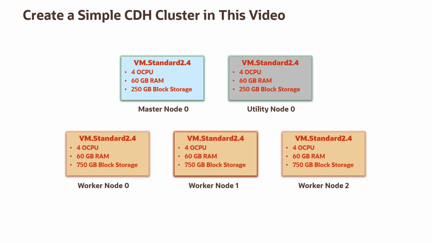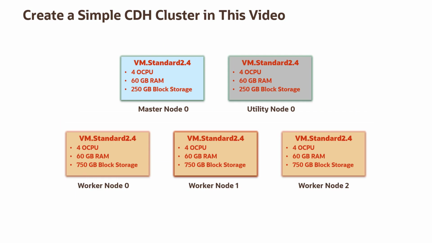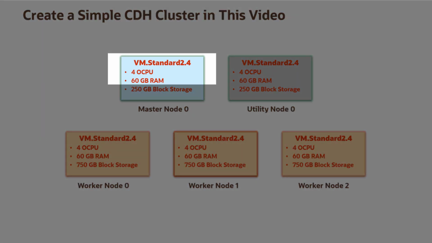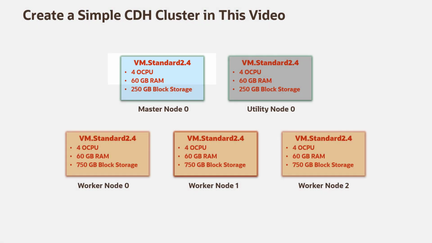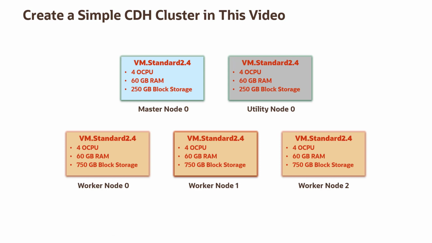Our simple non-HA cluster will have one master node, one utility node, and three worker nodes. We will use the VM standard 2.4 shape for all nodes in the cluster. This shape provides 4 CPUs and 60 GB of memory. Standard shapes are designed for general-purpose workloads and suitable for a wide range of applications and use cases. They provide a balance of cores, memory, and network resources. Nodes based on standard VM shapes use network-attached block storage.